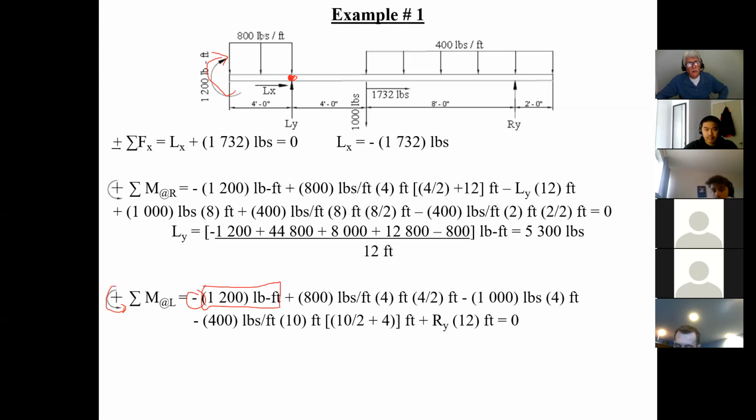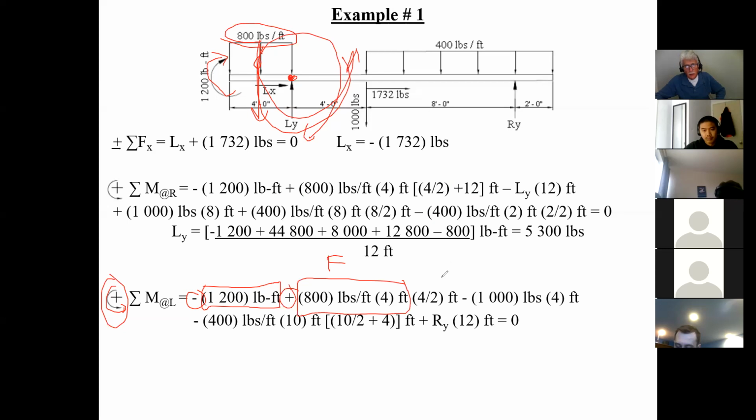Here, I look at this force. Does this thing want to rotate this way, or does it want to rotate that way? Well, if I look at it logically, if there was nothing else here, this thing wants to rotate this way. It's rotating the same direction that I've assumed to be positive. Therefore, I'll put a positive value in my equation. And then after that, I will worry about the force, which is 800 pounds times 4 feet. And after that, I will worry about the distance. Of course, it acts about the centroid, and therefore, I take 4/2. So that completes this part.